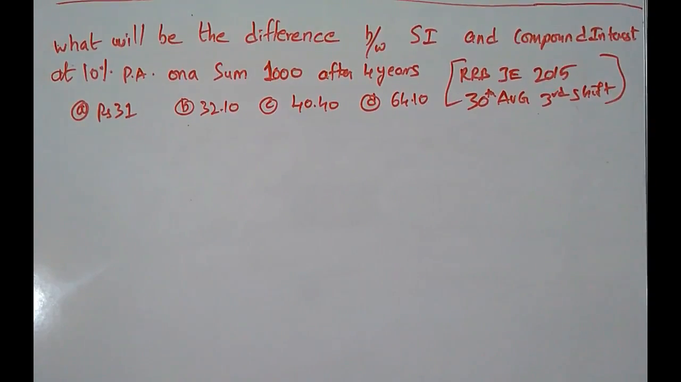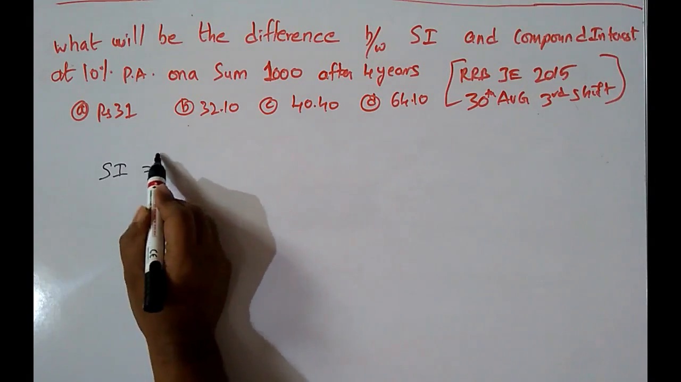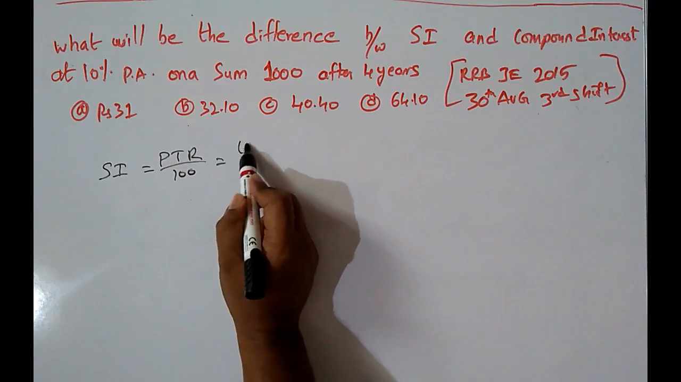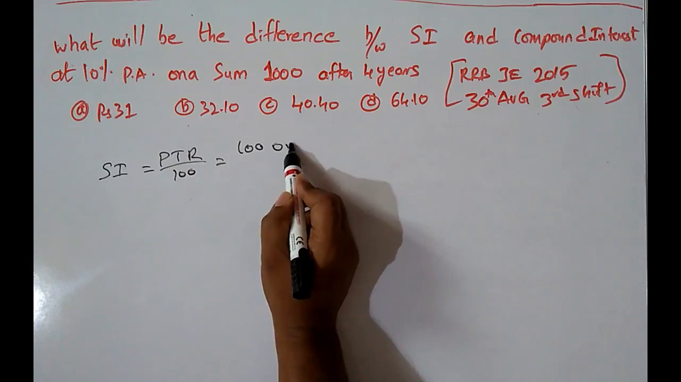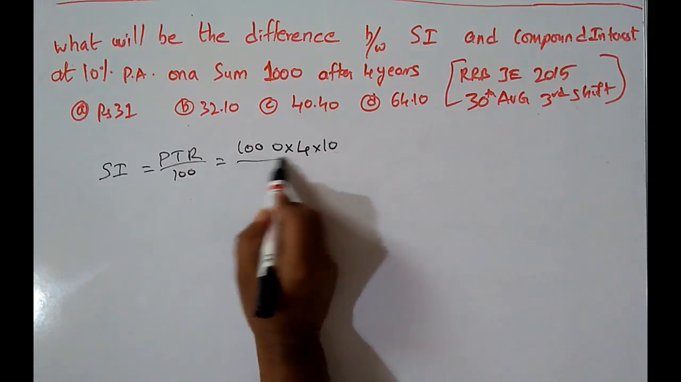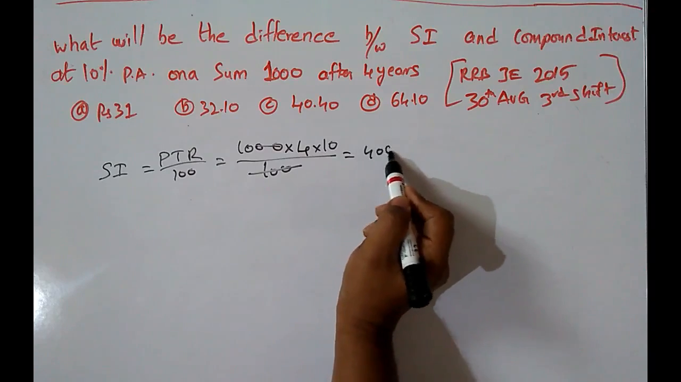What will be the difference between SI and compound interest at 10% per annum on a sum of 1000 after 4 years? So friends, he is asking the difference between simple interest and compound interest. First we know that the simple interest formula SI is equal to PTR by 100, given by principal 1000 into time 4 years into percentage 10 divided by 100. We get 400, friends.